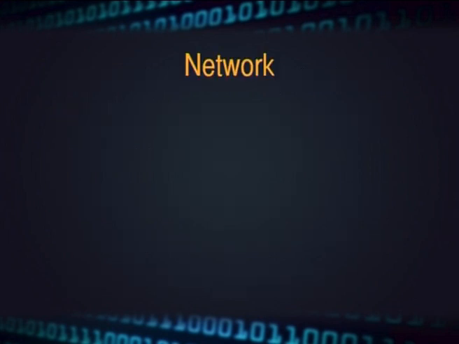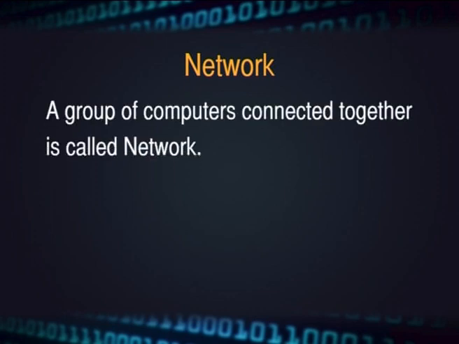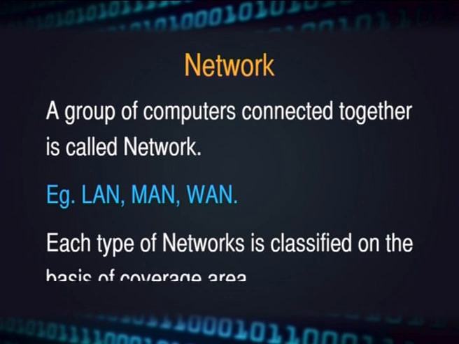The second element is the network. A group of computers connected together is called network. For example, LAN, MAN, and WAN. Each type of network is classified on the basis of coverage area.